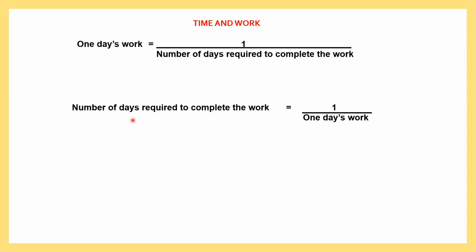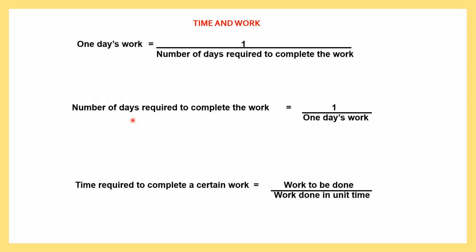Now there's one more formula which we will be using in the second half of this exercise. That is, if you want to find the time required to complete a certain work, then here we're talking about time, this is the formula you need to use: work to be done by work done in unit time. So let's begin by using these two formulae first.